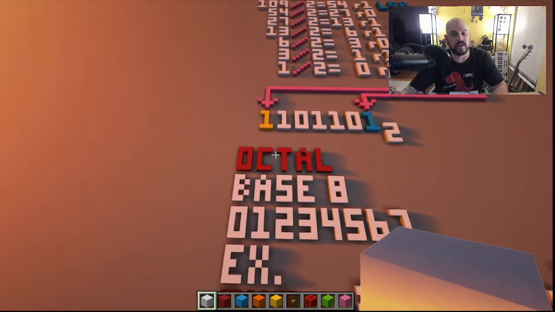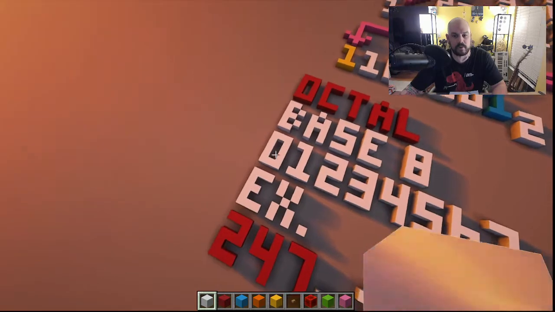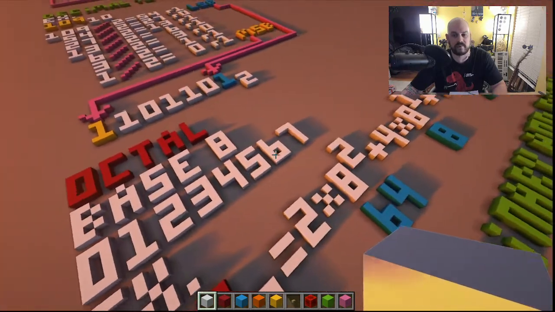And now we're going to move into a couple more. Octal, which really isn't used, but for the case of Minecraft can kind of be beneficial. And then hexadecimal. Octal, oct meaning 8, is a base 8 system. And so we use 0, 1, 2, 3, 4, 5, 6, 7.